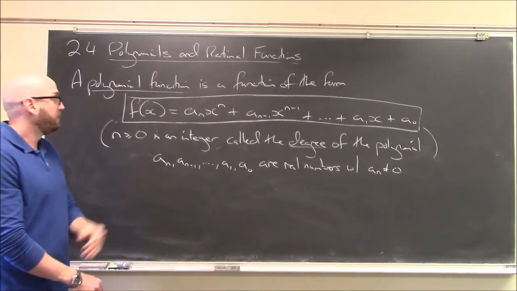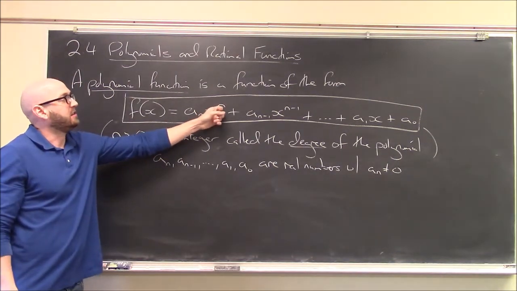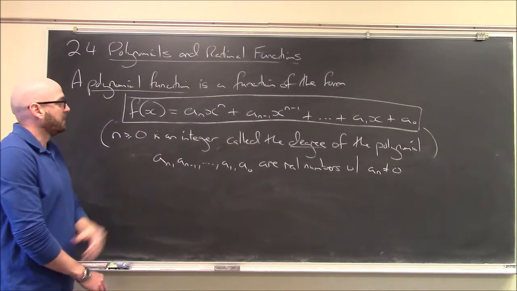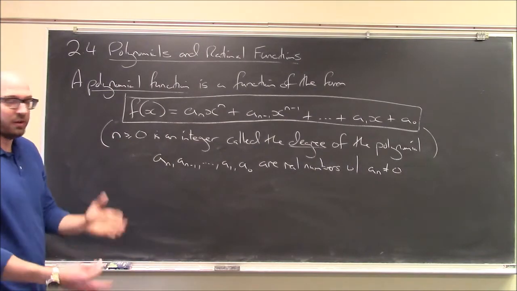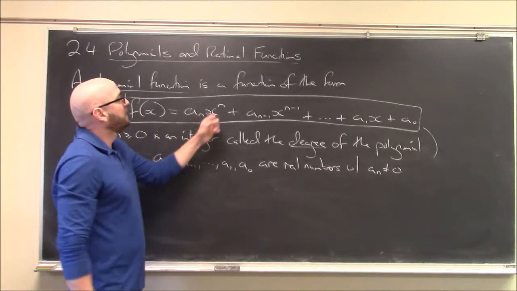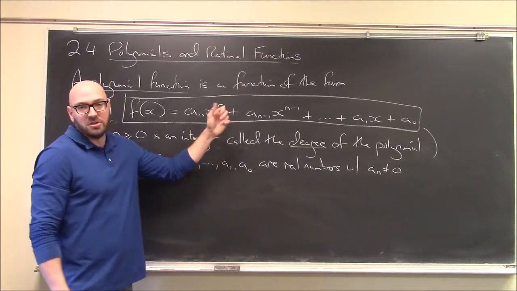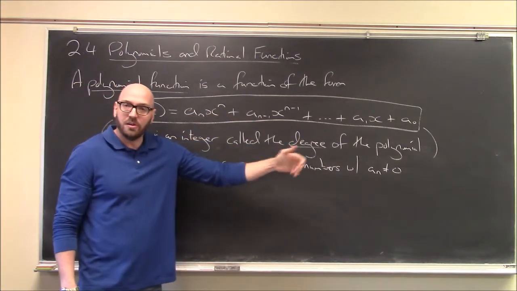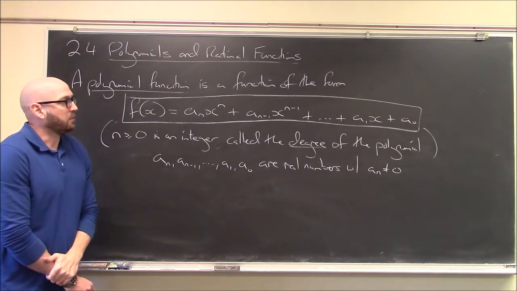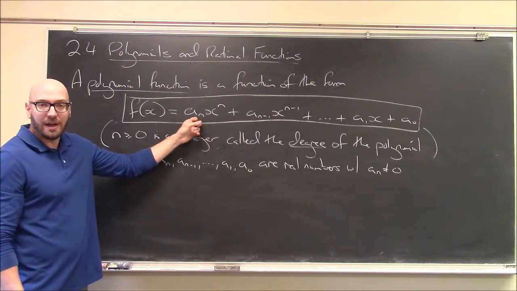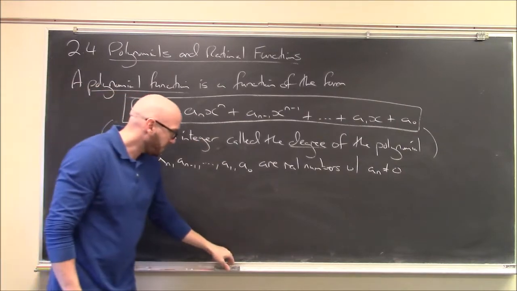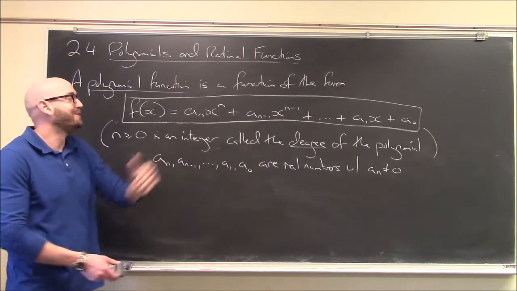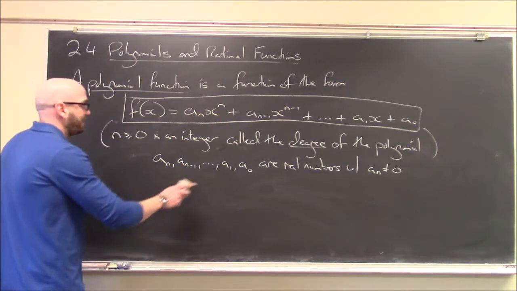So same rules as before. To be a polynomial, this number n has got to be a whole number, so a positive integer, or at least a non-negative integer, I should say, because 0 is allowed. And the same terminology as before, it's the degree of the polynomial. So the highest power that you see is your degree, and all of these, a sub n, a sub n minus 1, and so on, they're the coefficients. They are real numbers, where my leading coefficient, a sub n, has got to be non-zero. So this is all a polynomial function is. It's a function that's given by a polynomial. So let's establish some basic facts about these things.